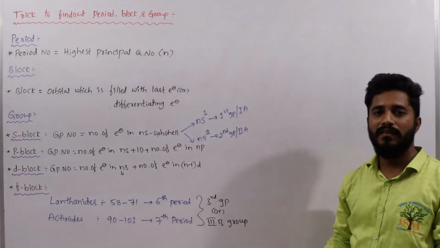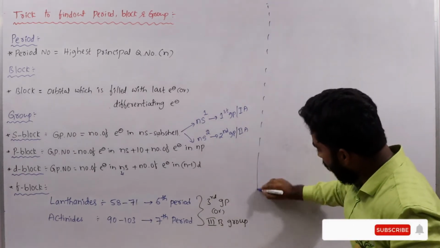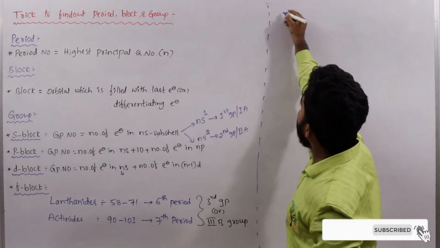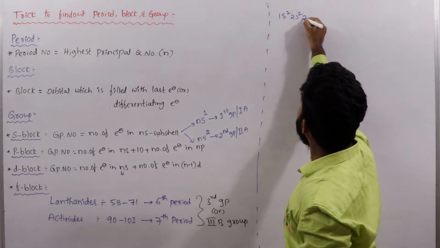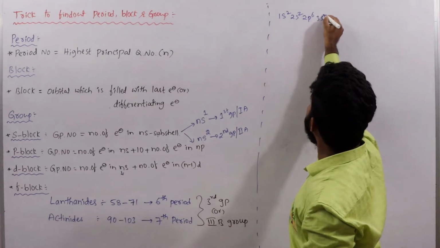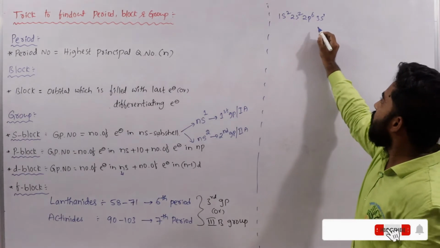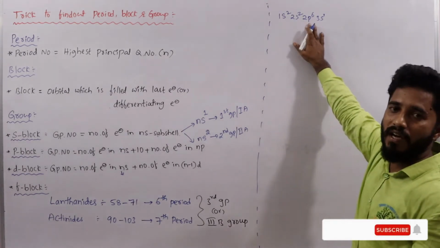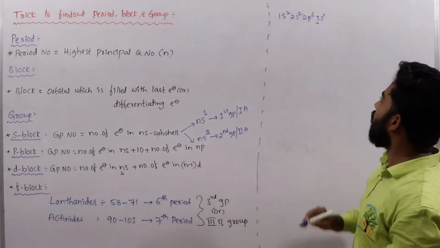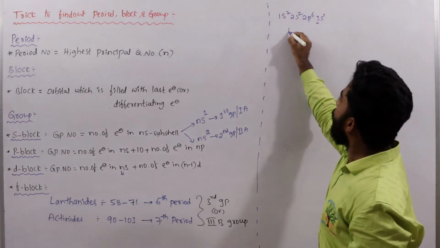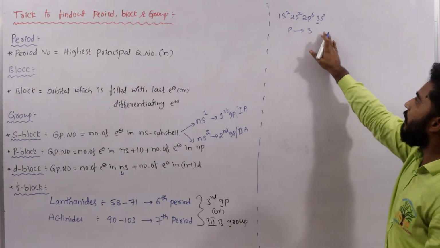Let us discuss some examples. For example, if you take the configuration 1s2, 2s2, 2p6, 3s1, what is the highest principal quantum number in this given configuration? 3 is the highest principal quantum number. That's why the period is the third period.